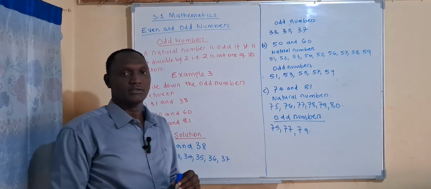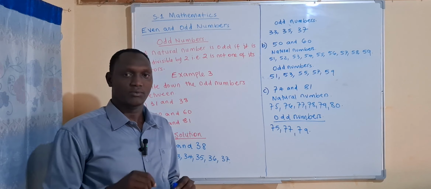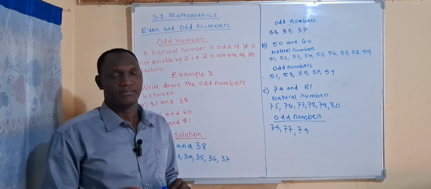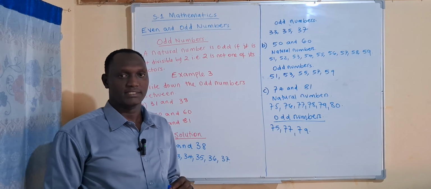Always use a calculator to guide you. Divide it by 2 and you see if there is a decimal point and it's not 0.0, then it is an odd number.